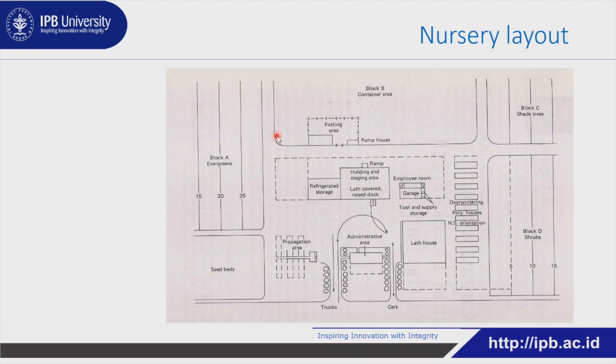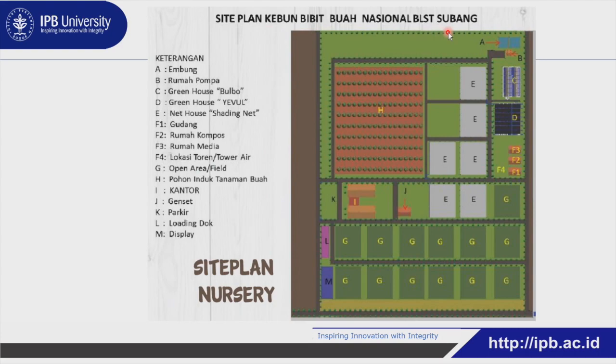This is the site plan of our nursery in Subang. So we have many blocks here, and each block we put an identity, and usually we put plants of the same size and age. This is the entrance, and we also put a display here, so the loading dock and display here, so people can just go and buy something in our display. But if they want to see the other parts of our nursery, it is also possible.